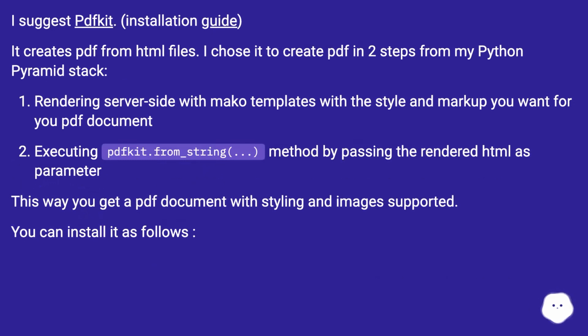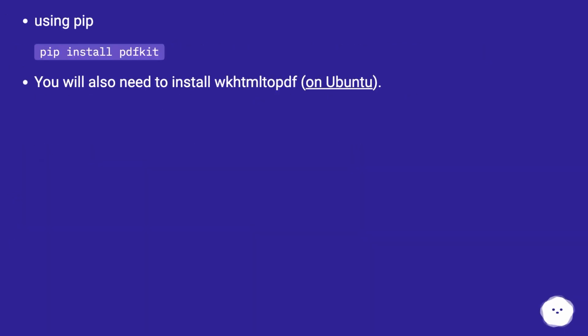I suggest PDFKit. Installation guide. It creates PDF from HTML files. I chose it to create PDF in 2 steps from my Python Pyramid stack. Rendering server-side with Mako templates with the style and markup you want for your PDF document. Executing PDFKit from_string method by passing the rendered HTML as parameter. This way you get a PDF document with styling and images supported. You can install it as follows. Using pip install pdfkit. You will also need to install wkhtmltopdf on Ubuntu.